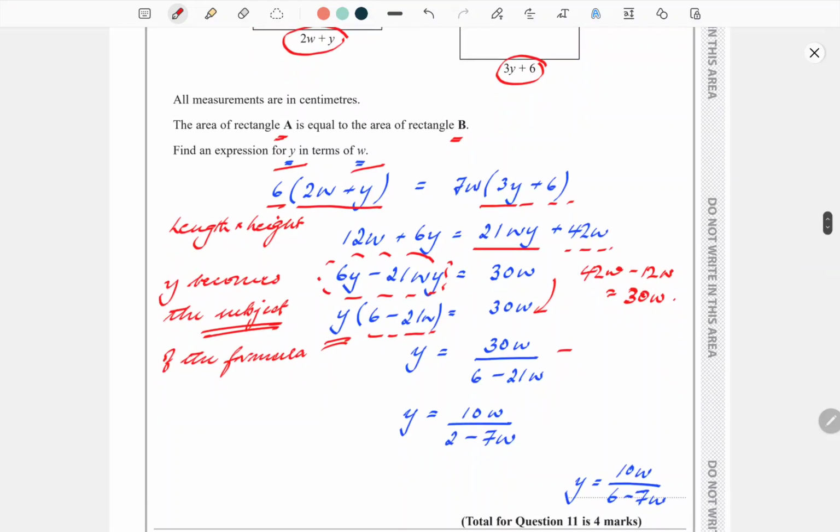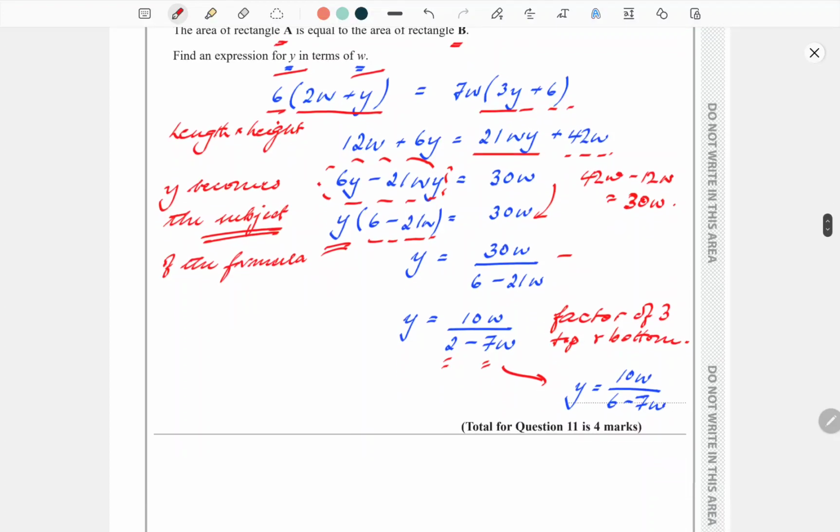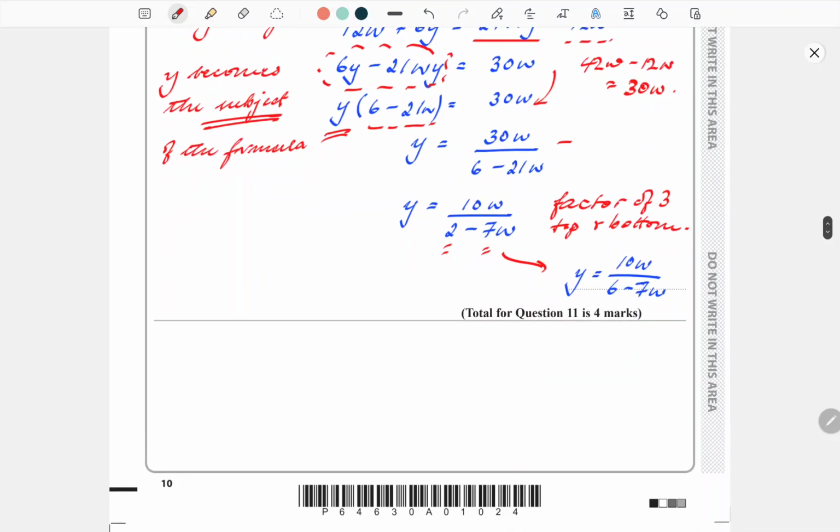Okay. Now notice that the 30 is a factor of 3, top and bottom. So you can divide everything by 3, the 3 terms. 30 divided by 3, 10, 6 divided by 3, 2, and 21 divided by 3, 7. That is your final answer, okay? If you leave it with that factor of 3 still in there, you will lose a mark, all right, because it's not in its simplest form.